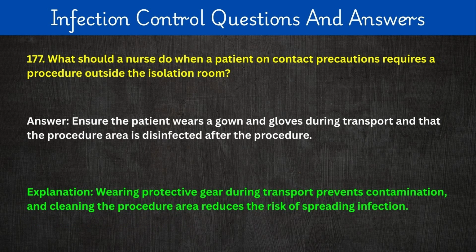177. What should a nurse do when a patient on contact precautions requires a procedure outside the isolation room? Answer: Ensure the patient wears a gown and gloves during transport and that the procedure area is disinfected after the procedure. Explanation: Wearing protective gear during transport prevents contamination, and cleaning the procedure area reduces the risk of spreading infection.